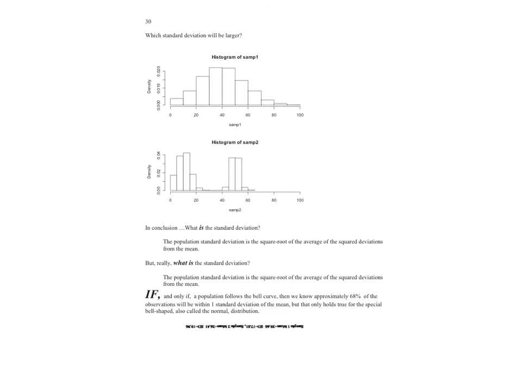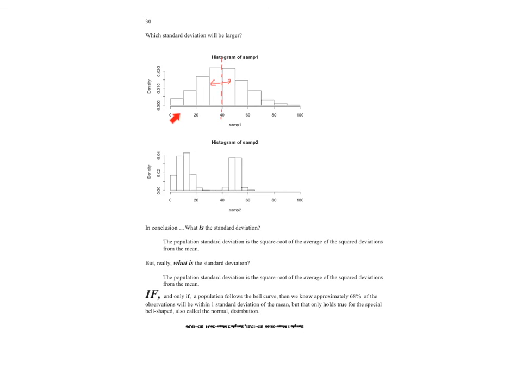So now on page 29, I want to take a look at these two histograms. Can we tell, just by looking at the histogram, not having the exact numbers, which of the standard deviations is going to be larger? Well, this one clearly has a larger range. And the range is also a measure of dispersion. But we need to think more carefully about what it is that the standard deviation measures.